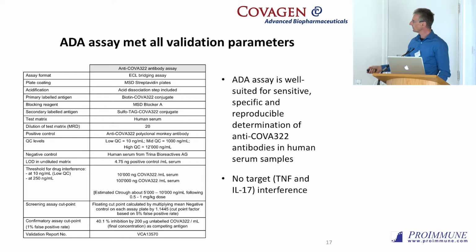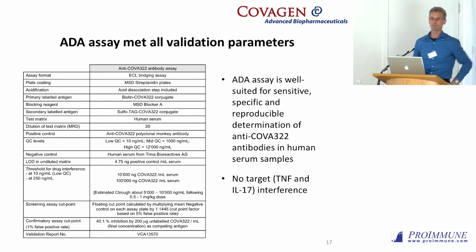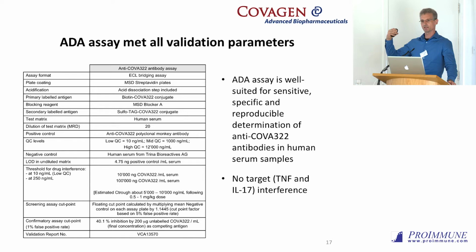So on the next slide, I just show you the parameters that we looked at during validation, and that's too detailed. I just want to show you that with respect to drug tolerance or drug interference, we did test this at 2 different concentrations of the positive control. At the limit of detection at 10 nanograms per milliliter, we have a drug tolerance level of 10 micrograms. And if you go to 250, which is over the threshold that the FDA claims for your sensitivity, we are even at 100 micrograms. And this is far above what we would expect to see in clinical studies as a trough level.